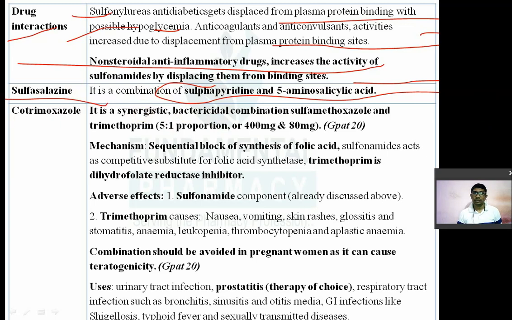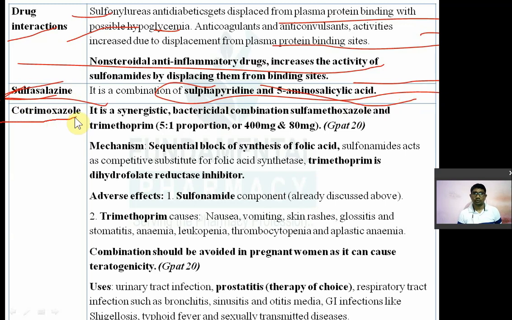Sulfasalazine is used in inflammatory bowel disease, IBD. After giving it, it goes into the intestine and breaks there. Sulfapyridine will act as an antibacterial drug and 5-amino salicylic acid will act as an anti-inflammatory drug. That's why sulfasalazine has both antibacterial activity and anti-inflammatory activity.